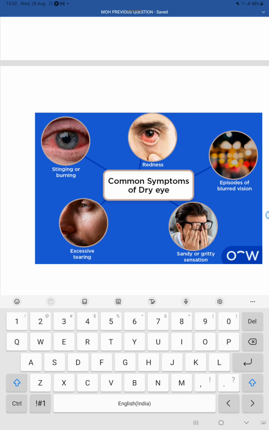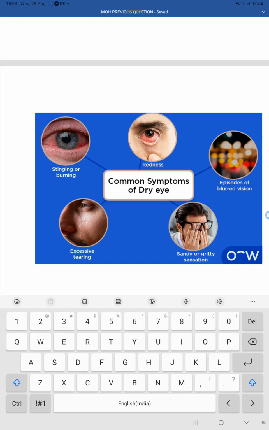Reasons for getting dry eye syndrome: Sjogren syndrome. Due to Sjogren syndrome, you can get keratoconjunctivitis sicca, then diabetes, then thyroid disorder, then blepharitis. These are the main reasons for getting keratoconjunctivitis sicca: Sjogren syndrome, diabetes, thyroid eye disorder, blepharitis.